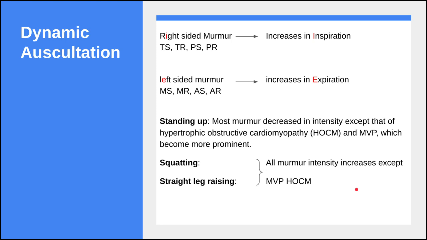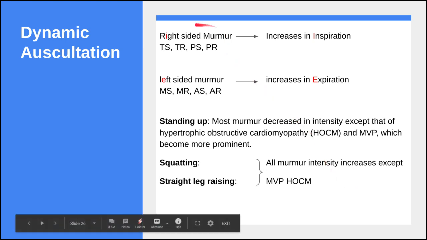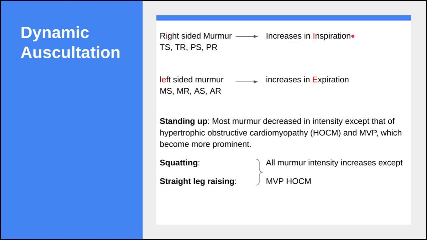So any murmur associated with the right side of the heart will increase in inspiration, and any murmur associated with the left side of the heart will increase in expiration, because blood flow increases in the right side during inspiration and increases in the left side during expiration.